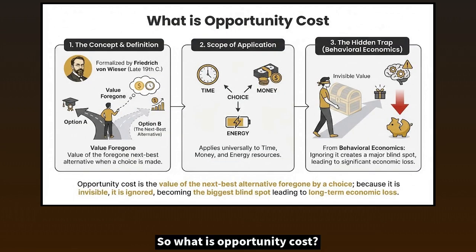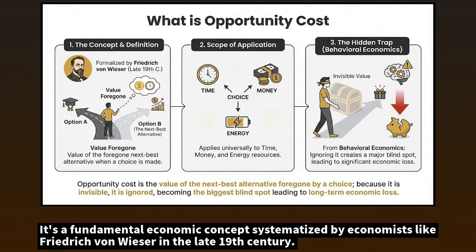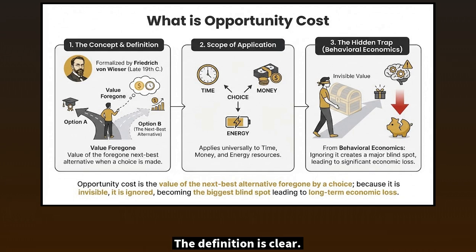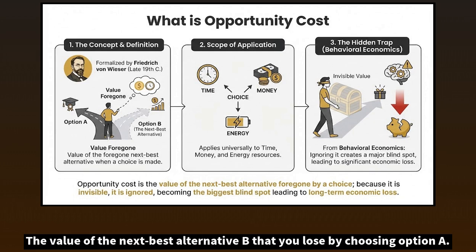So what is opportunity cost? It's a fundamental economic concept systematized by economists like Friedrich von Wieser in the late 19th century. The definition is clear. The value of the next best alternative B that you lose by choosing option A.